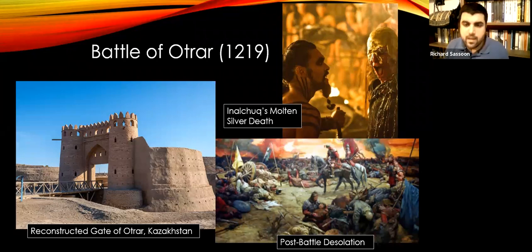And after that point, the Mongols destroyed the city. They leveled almost all the structures. They knocked down all the walls. The fact that you have this reconstruction in Kazakhstan today, it's exactly that. It's a reconstruction. The majority of the site is just razed houses. And Otrar was really the first city of the Khwarezmian Empire to fall to the Mongols.